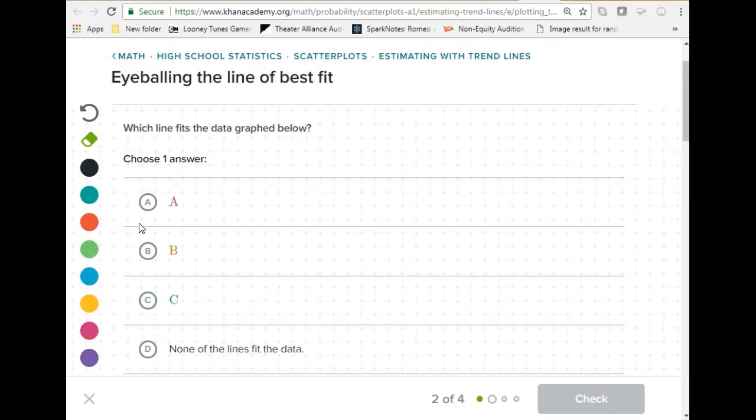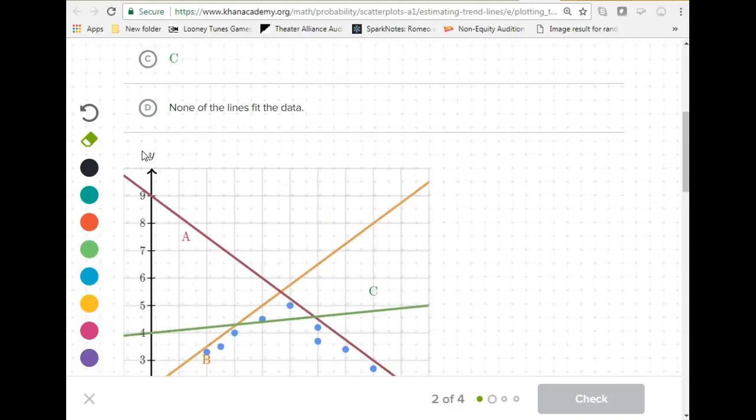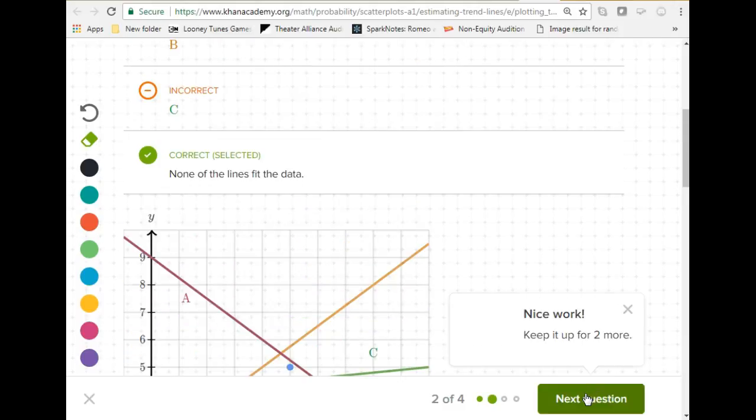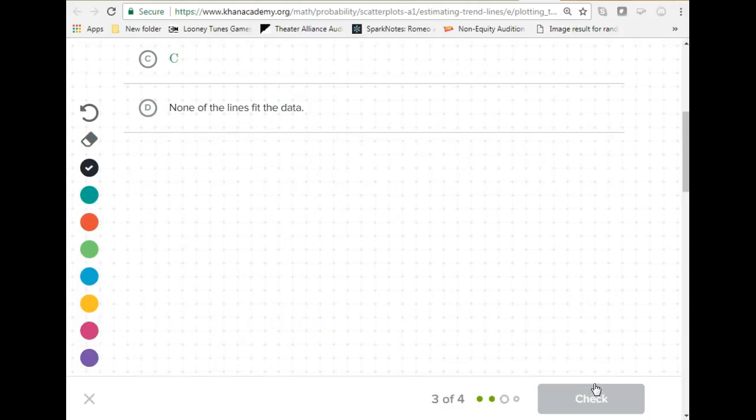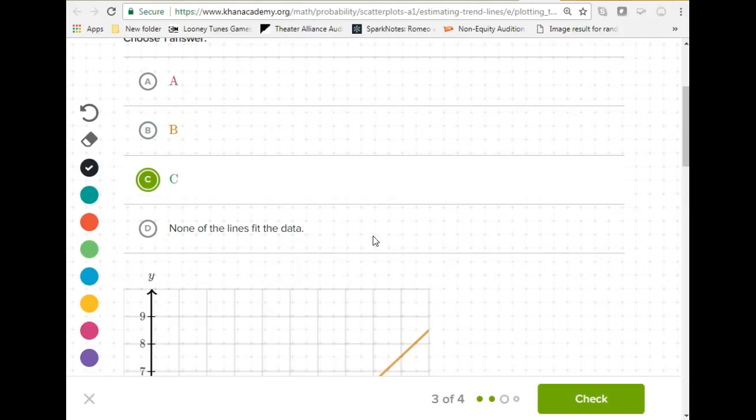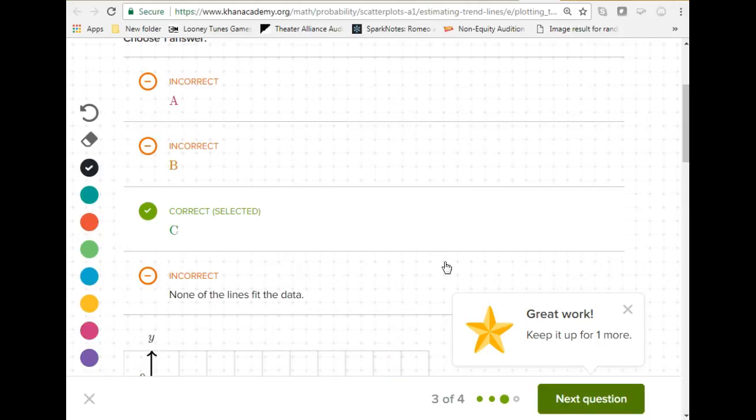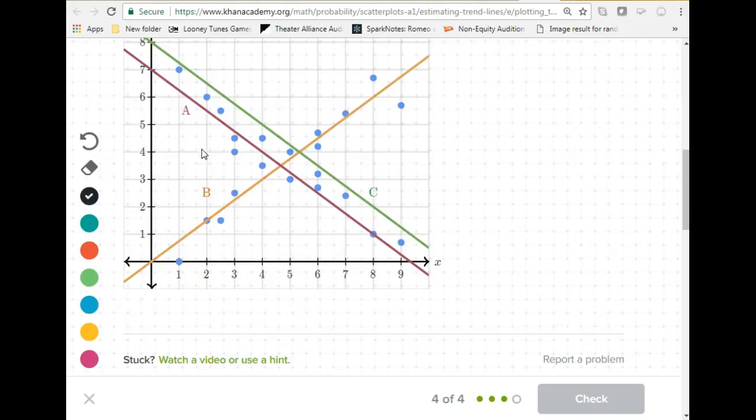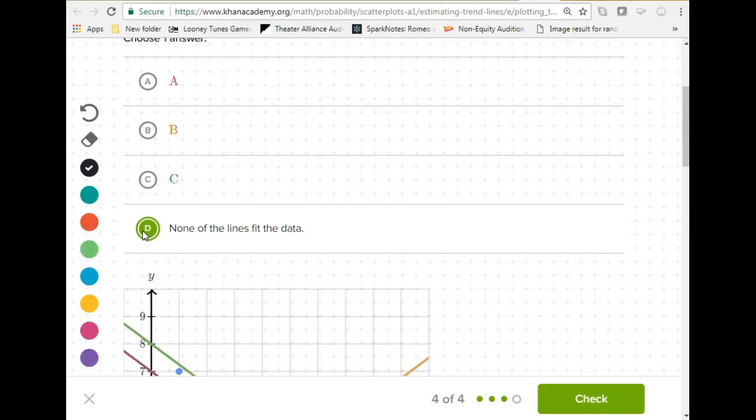But anyways, sorry for that. It would fit none of them. I'll quickly finish this. So this would be C. Next question. And this would be none of them.